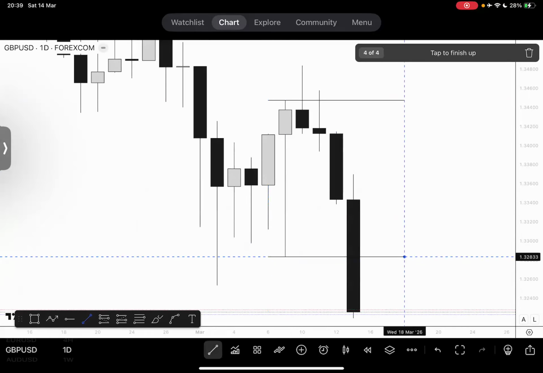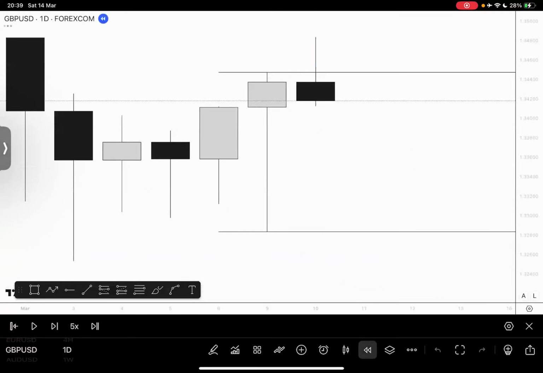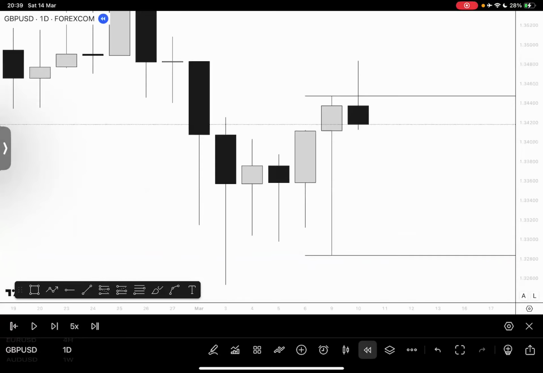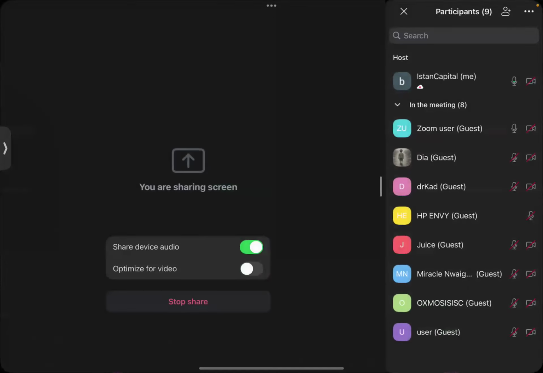You can see this candle right here closed inside. So once I get something like this, it's a trade. Please, guys, can you mute yourselves? Can you guys mute yours?